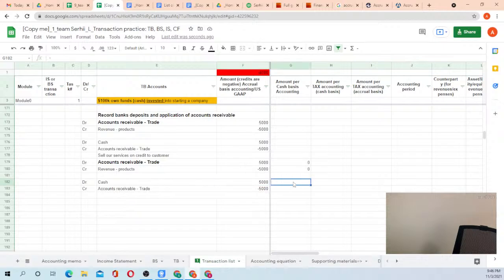Now, in 2 weeks, the customer pays for our services. So in 2 weeks, the customer paid for our services. So we kind of repay our accounts receivable. And we get cash.